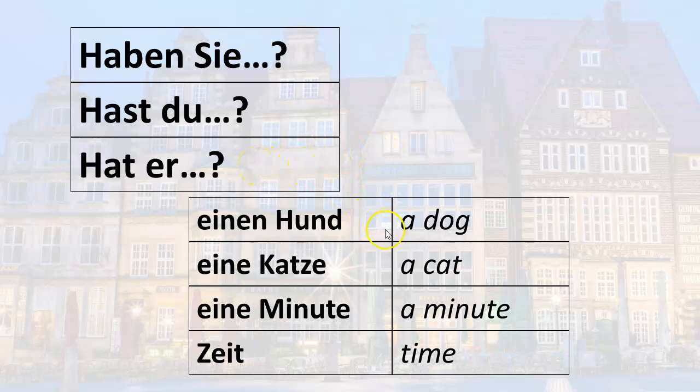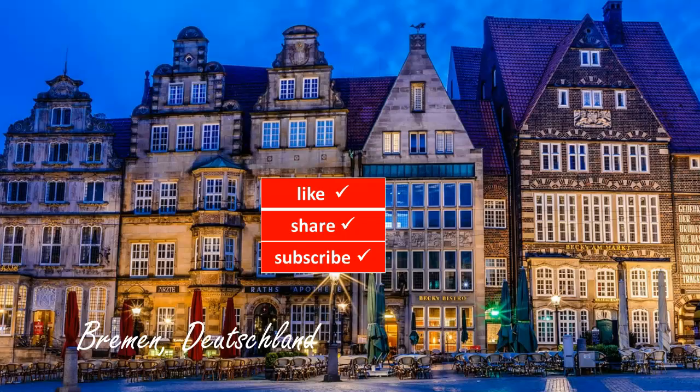Hat er? Does he have a dog? Hat er einen Hund? Does he have a cat? Hat er eine Katze? Does he have a minute? Hat er eine Minute? Does he have time? Hat er Zeit?